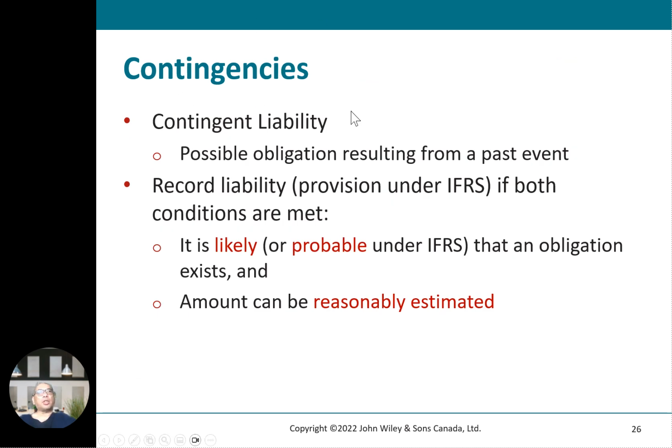Contingency. A contingent liability is a possible obligation resulting from a past event. Record a liability under provision in IFRS if both conditions are met: it is likely and probable under IFRS that an obligation exists. So IFRS is the current standard Canada has adopted now. So you have to follow IFRS, guys. Make sure, this is the new trend. Okay. IFRS stands for International Financial Reporting Standards.